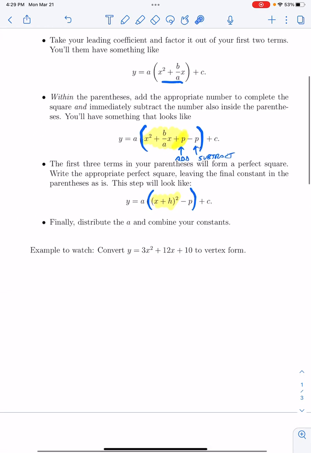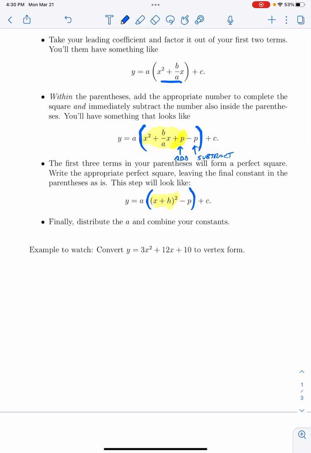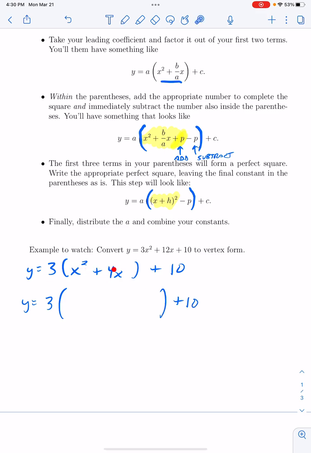So let's take a look at an example. If I had y equals 3x squared plus 12x plus 10, the first thing I would do is take the 3 and factor it out of those first two terms. Leave the plus 10 as it is. Now, inside those parentheses, I would figure out how to complete the square. Half of 4 is 2, 2 squared is 4. So I would add 4 to complete the square, and then immediately subtract 4 to cancel it out. So I haven't actually changed the value, I've just changed the appearance.